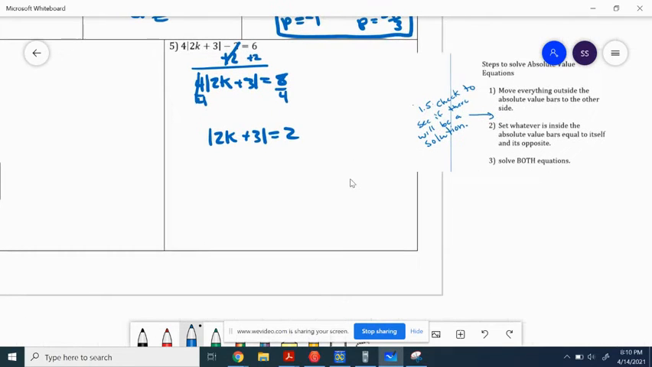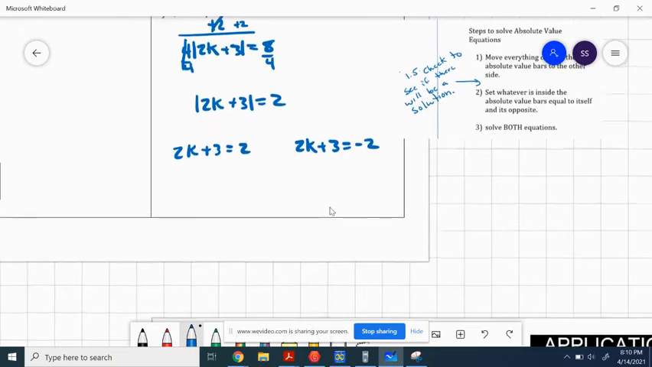Now I'm going to set up 2 equations and solve them both. The first one, I simply remove the bars. The second one is the same as the first one, we just make the answer negative. And then we solve both equations.